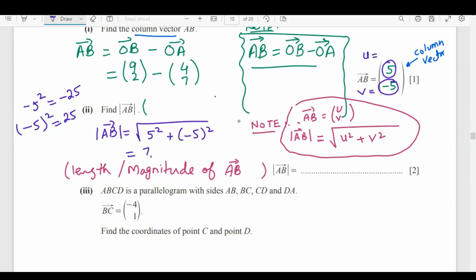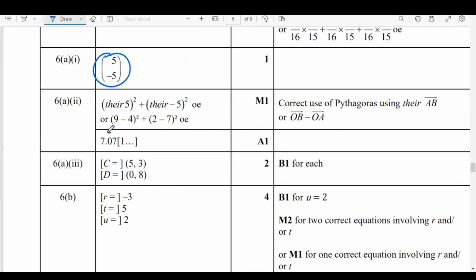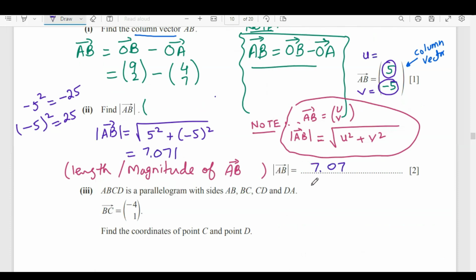Square root of 50 is 7.07106. This is 4 significant figures, and the requirement for paper 2 is 3 significant figures. So I'm going to write 7.07. Checking the marking scheme, 7.07 is accepted, or if you write it in 4 significant figures, it will also be accepted. This is part 2.